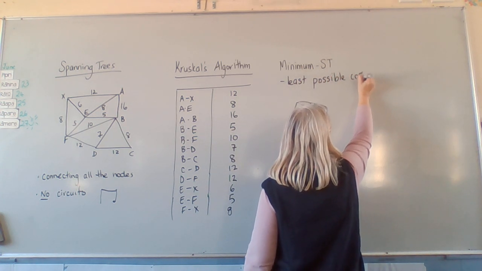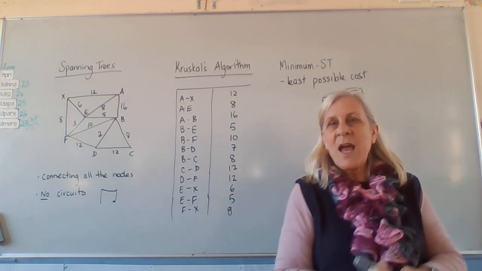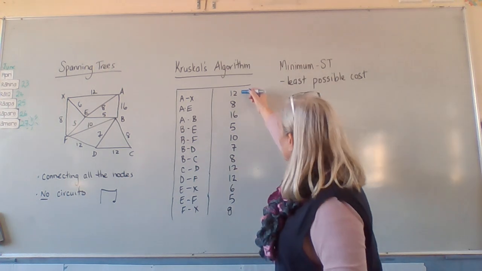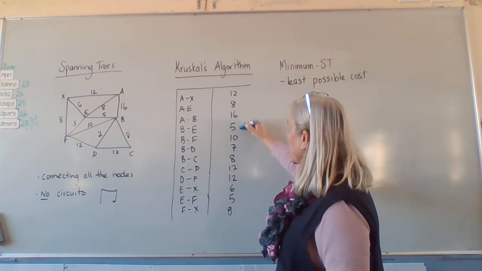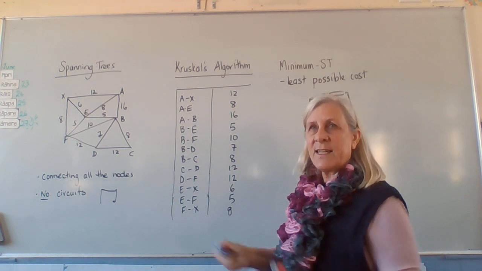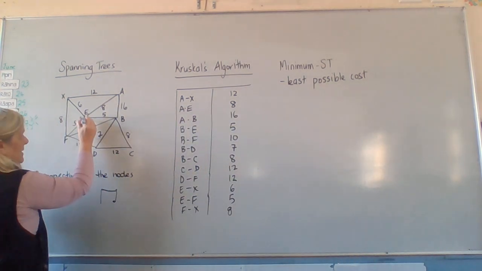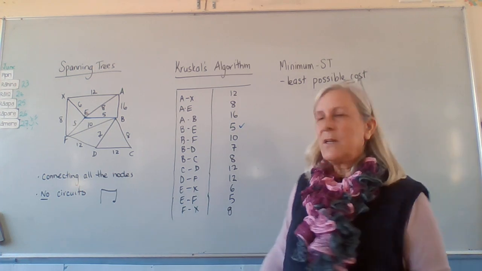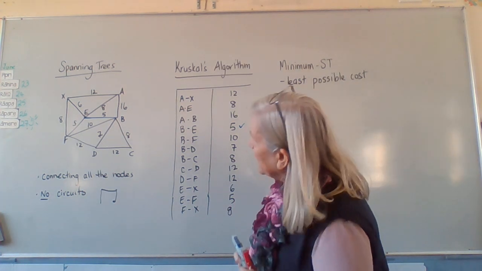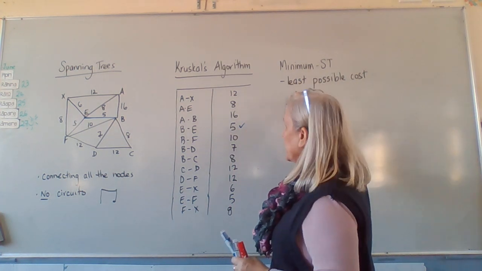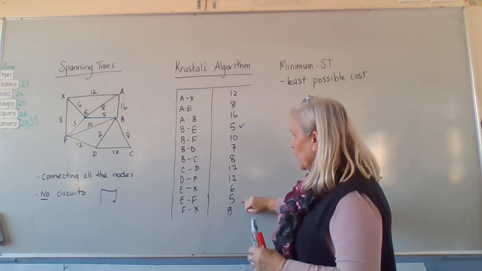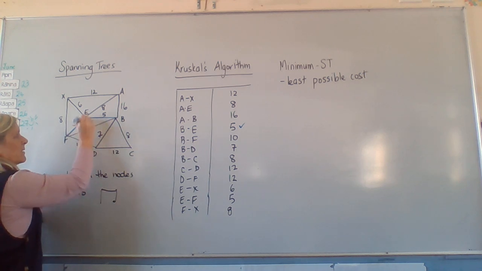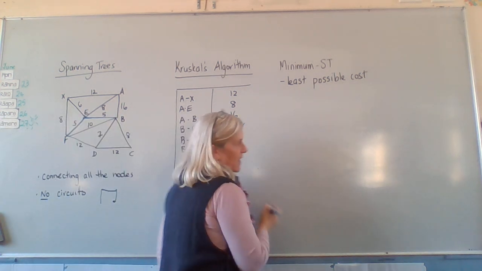So the way you do it is you look at your table and you decide that the first thing you're going to do is pick the smallest number in your table. So the first one that I came across that's the smallest is D to E, and I'm going to colour that in. Might have been better to do it in red, but anyway. Because it's a minimum, I look for the next smallest one, which is E to F. So I'm going to colour that one in. It was 5. Okay?